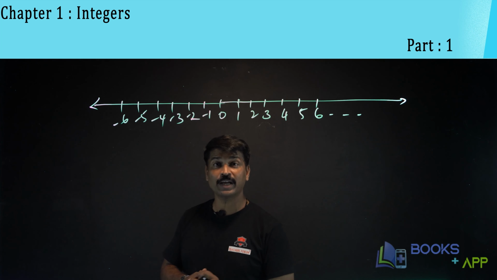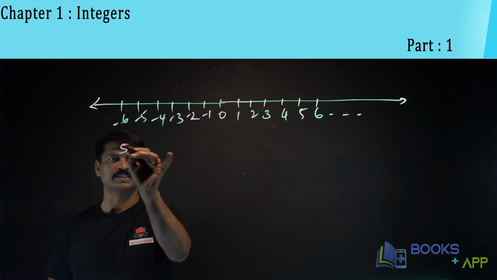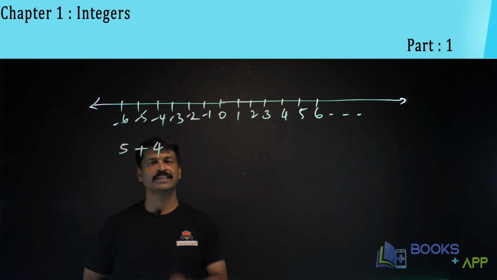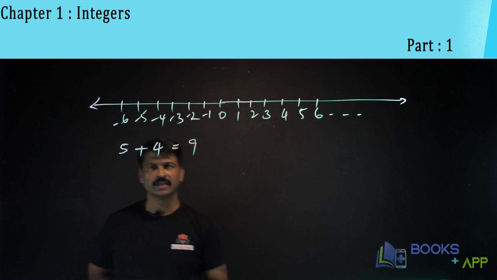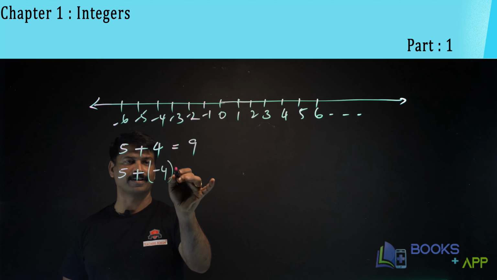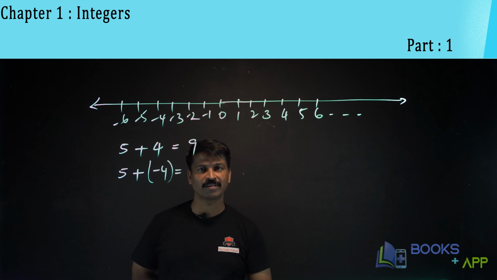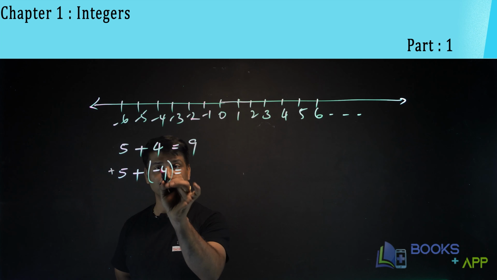Now, let us see how we can add integers. Let us start with 5 plus 4. You see, 5 is an integer. 4 is also an integer. What is the sum? Yes, it is 9. You know that. Now, what is the sum of 5 plus minus 4? Yes, 5 plus minus 4. What is the answer? Is it a positive number or a negative number?